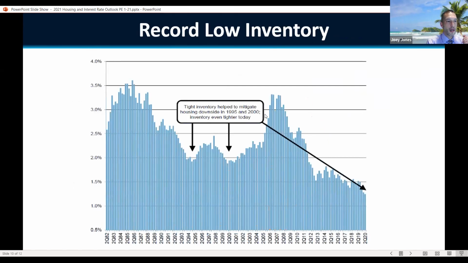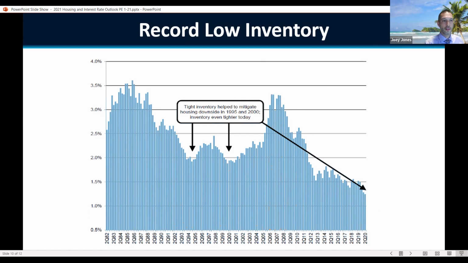This chart shows inventory, and the most important thing is at the top right here in 07, 08, there are about 3.2 million homes for sale in the United States. Now we are down here. There's about 900,000. This is from 2020, so we're even lower now. There's about 900,000 houses for sale in the United States across the board, and we have 12 million more people than we did at the height right here.